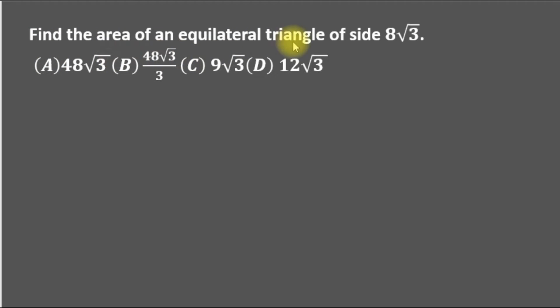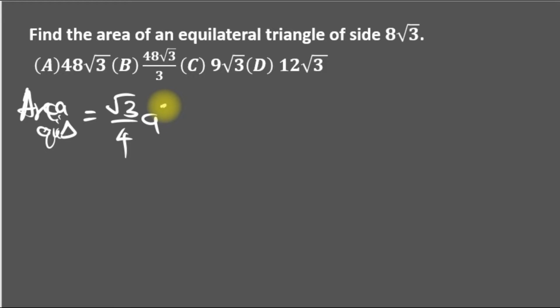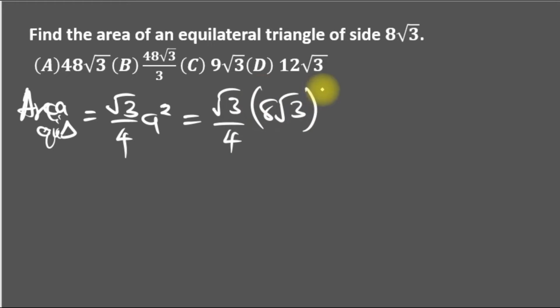Find the area of an equilateral triangle of side 8√3. So the area of any equilateral triangle is always √3/4 times a squared, where a is the side. So it's √3/4 times (8√3) all squared. So this is √3/4. 8 squared is 64. √3 squared is 3.